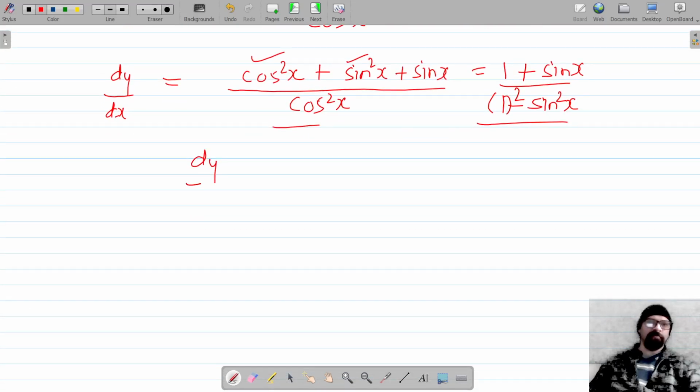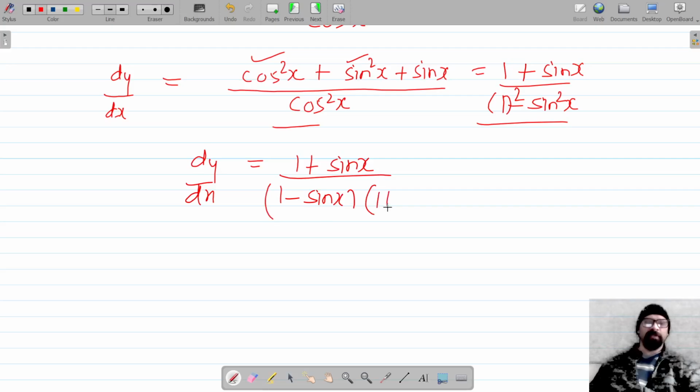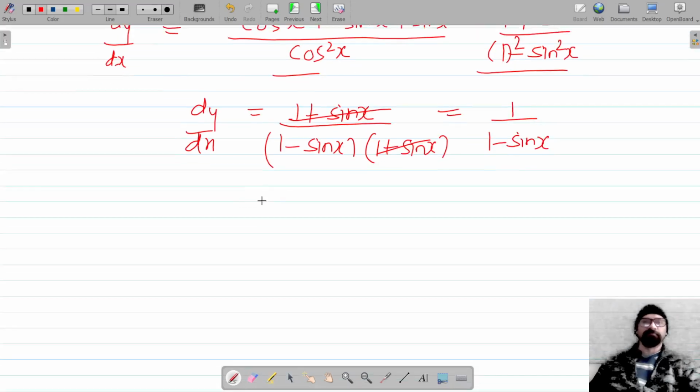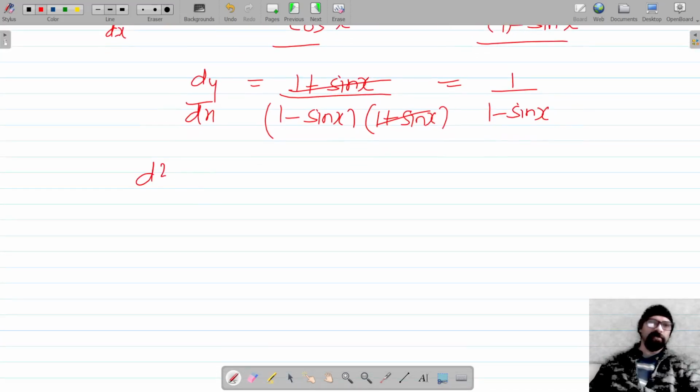So finally, our first order differentiation, I can write it as 1 plus sine x upon 1 minus sine x into 1 plus sine x. So this gets cancelled and it's now 1 upon 1 minus sine x. Now let's differentiate this again with respect to x.